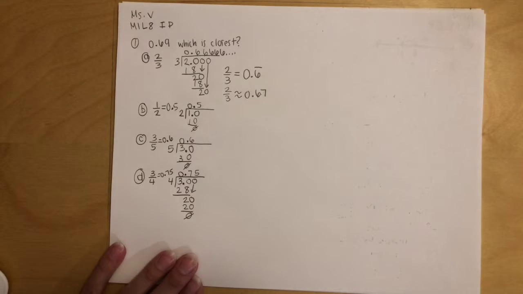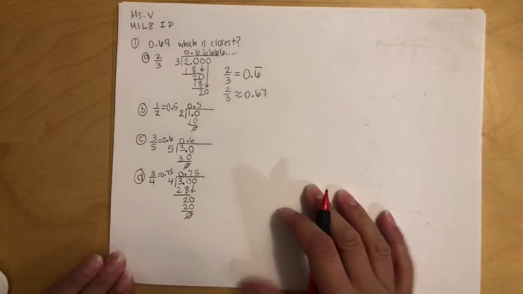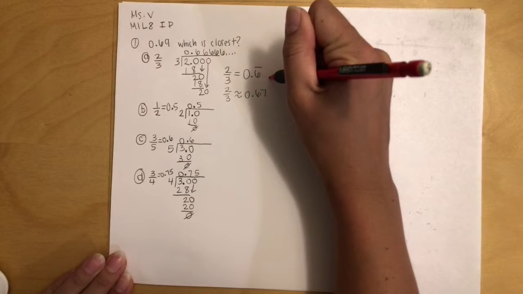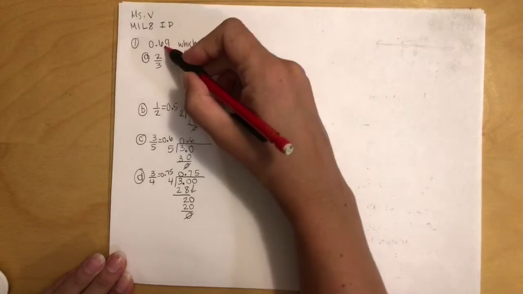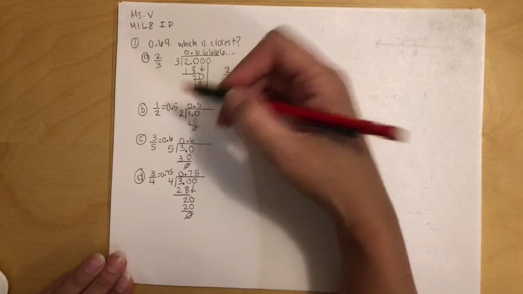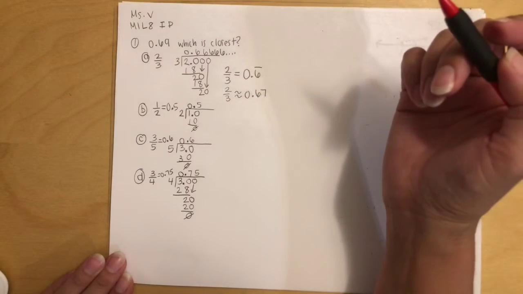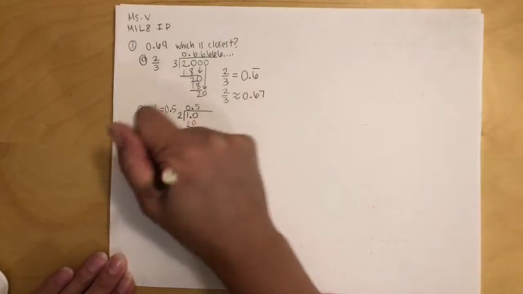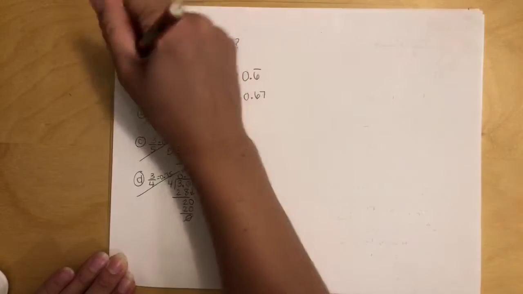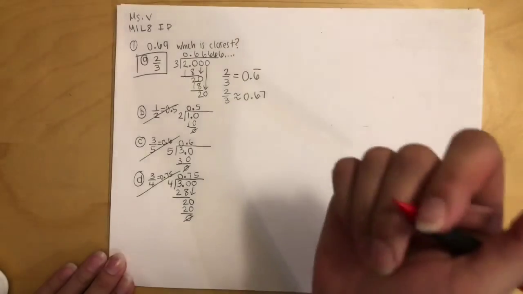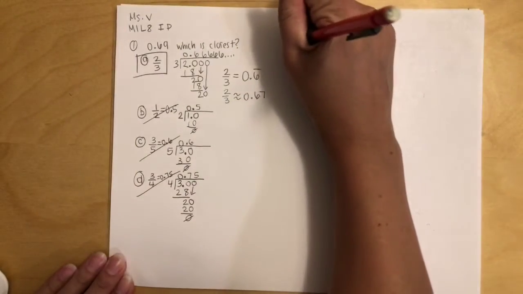So which of these is closest? It is, of course, the 0.6 repeating, because that's much closer than any of these. If I need to draw that out on a number line, send me a message, let me know, but we're just going to go ahead and go with it. A is the closest.